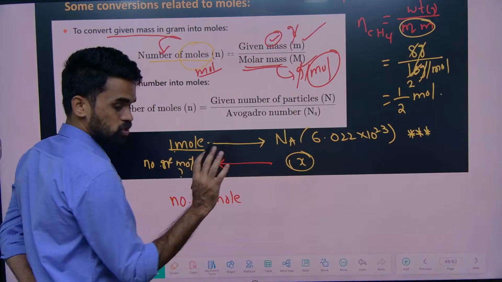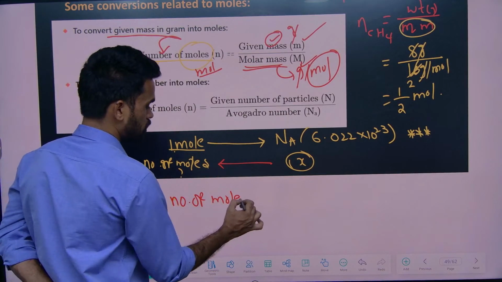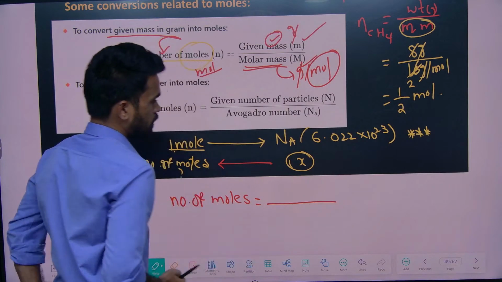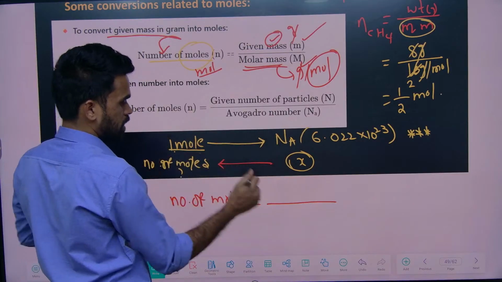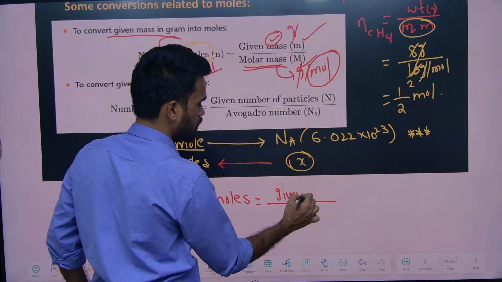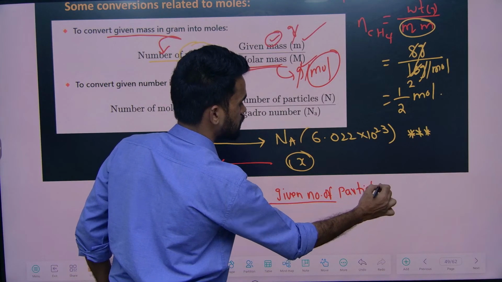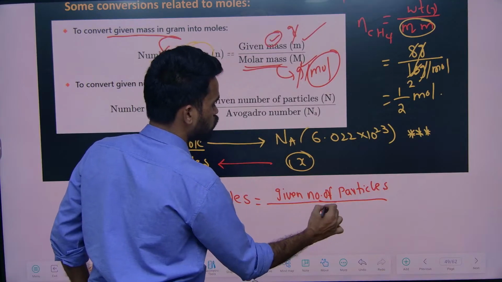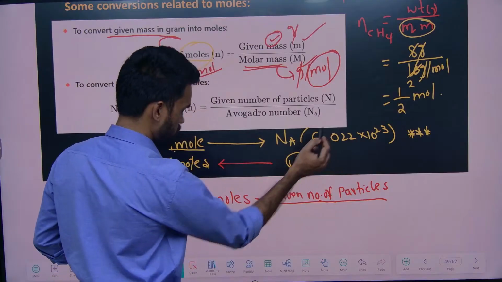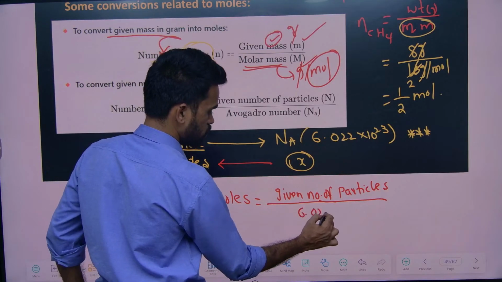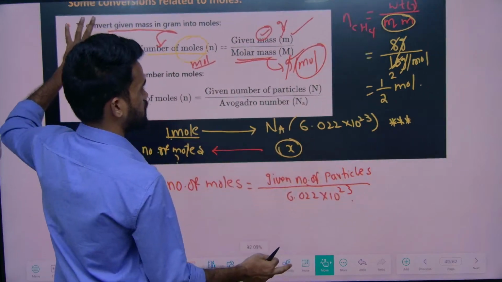I will give you one question so you will feel more clear. Just listen to this. Number of moles is equal to given number of entities or particles divided by Avogadro number. What do we mean by Avogadro number here? It is 6.022 into 10 power 23. That's it. Let me give you one example.